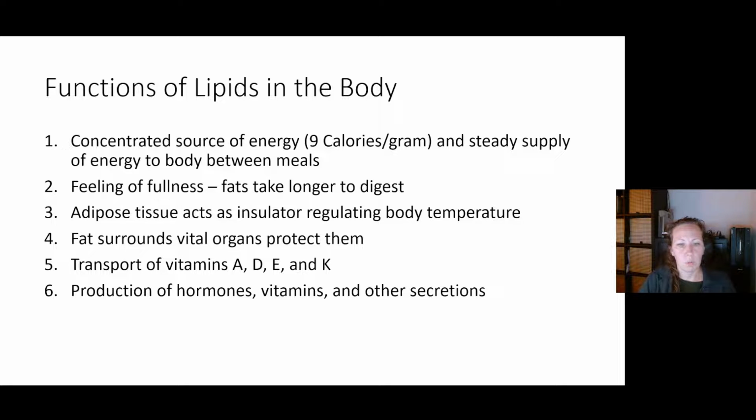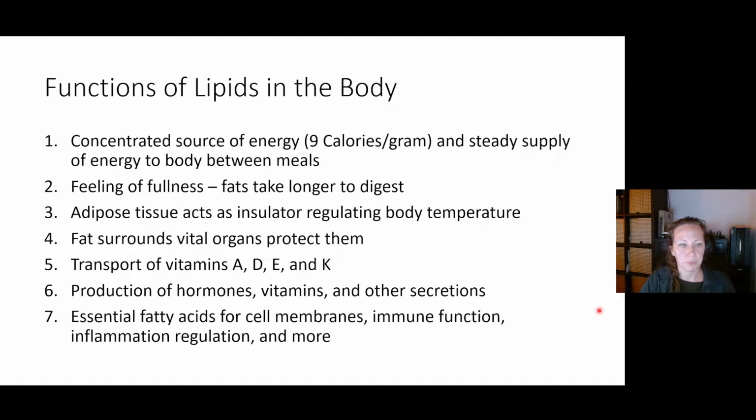Number 6, production of hormones, vitamins, and other secretions. We're going to get into this a little bit, but lipids, specifically cholesterol, is vital for production of your body's hormones. And number 7, essential fatty acids, so the lipids that are essential are needed for cell membranes, for immune function, inflammation regulation, and more. So essential, vital to your body.